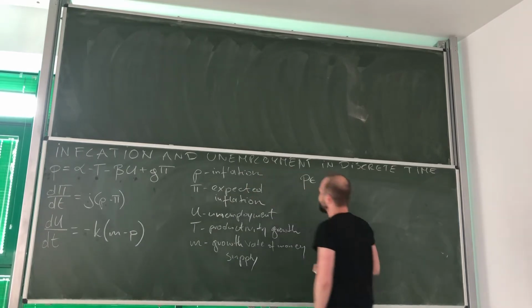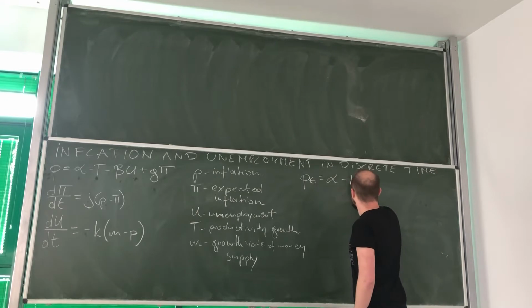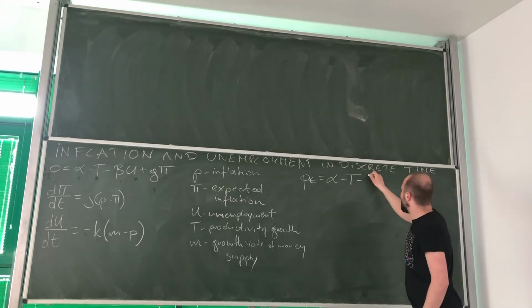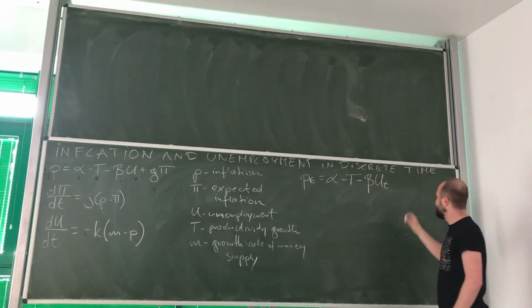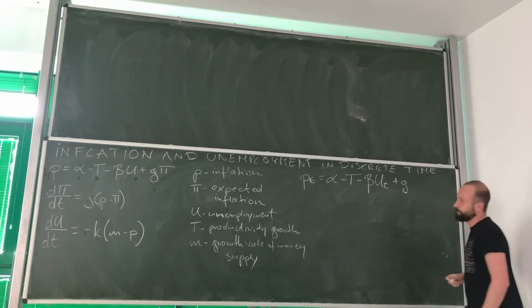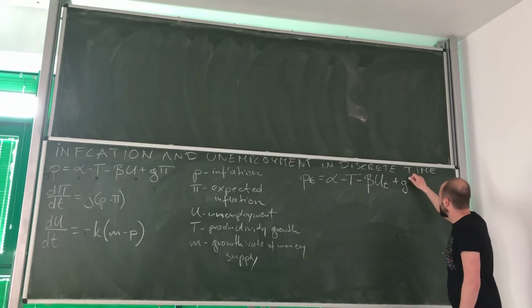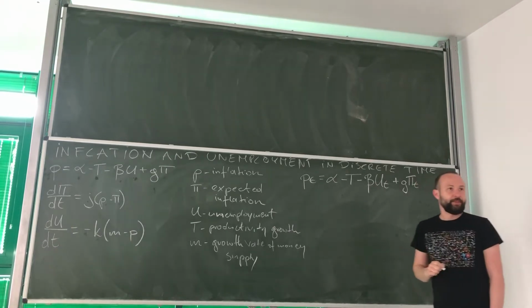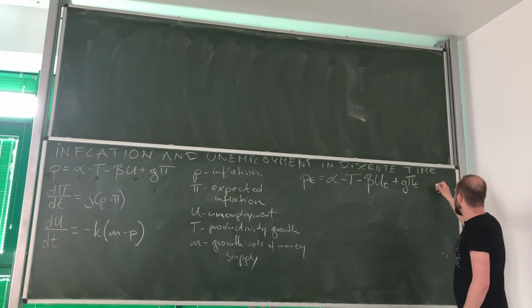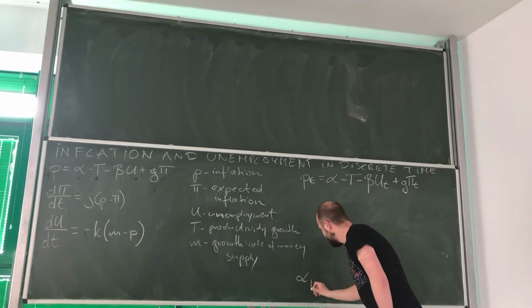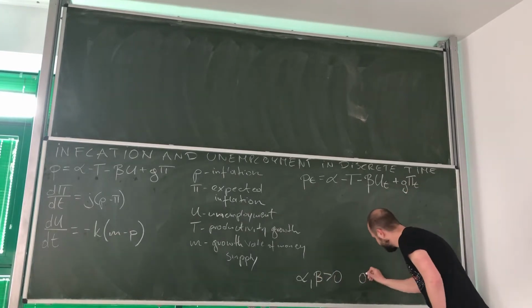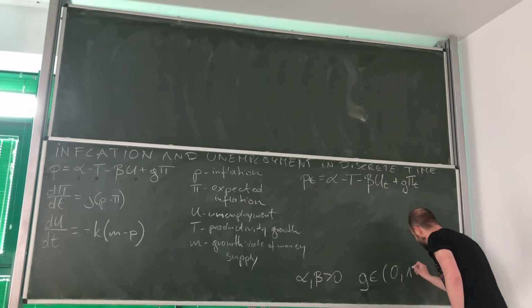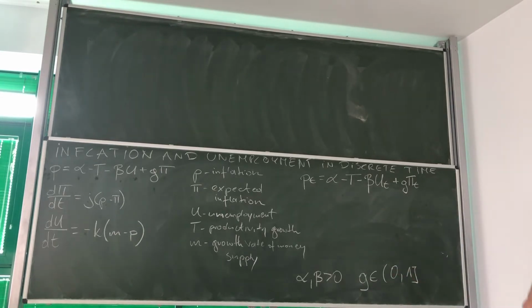Inflation in year t is equal to alpha minus capital T minus beta times unemployment in year t plus g times expected inflation in year t. Here, of course, we remember that alpha and beta are positive parameters, and of course g is somewhere between 0 and 1, 1 included.